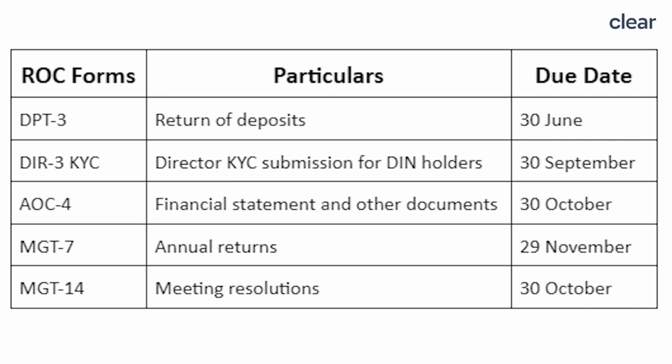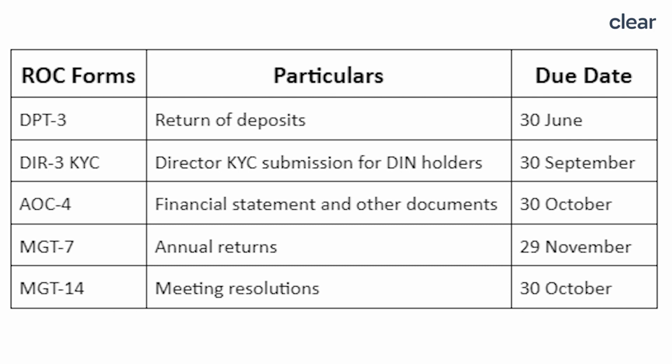Every company must file the form AOC4, that is the form for filing the financial statements of the company within 30 days from the conclusion of the annual general meeting, that is AGM. Since the last date to conduct AGM is 30th September, the AOC4 form must be filed within 30th October of every year.